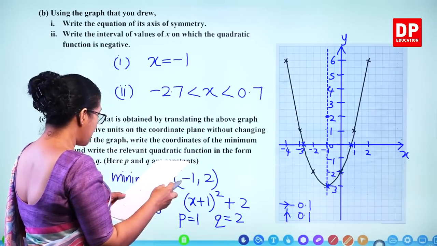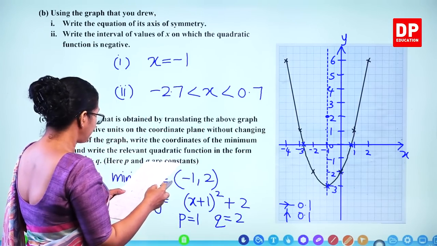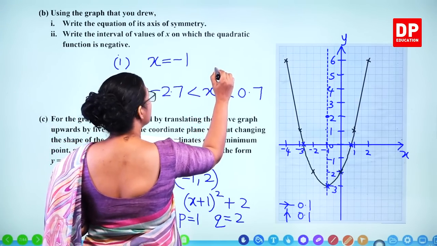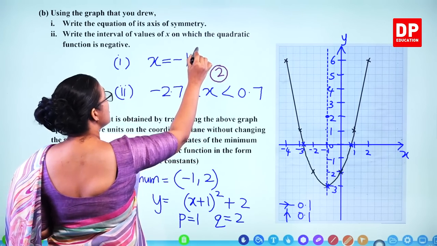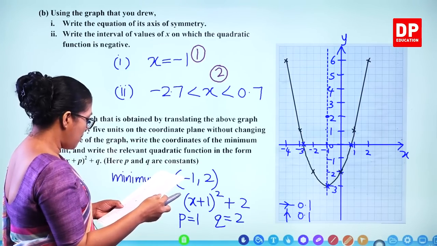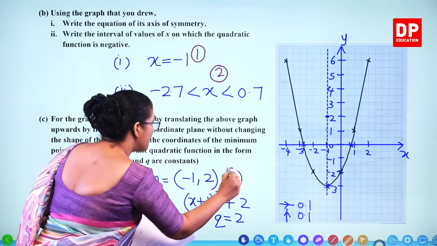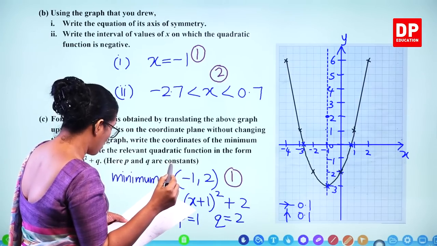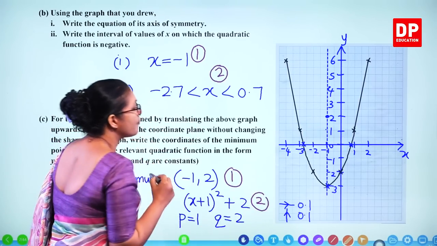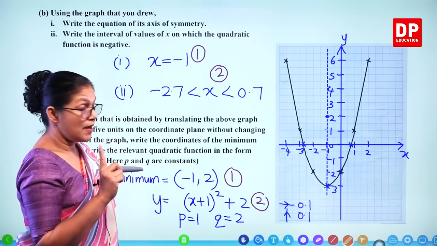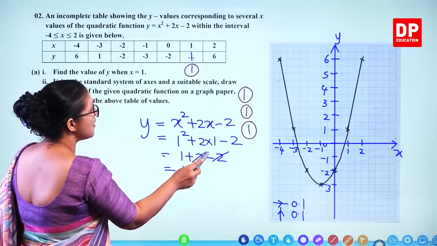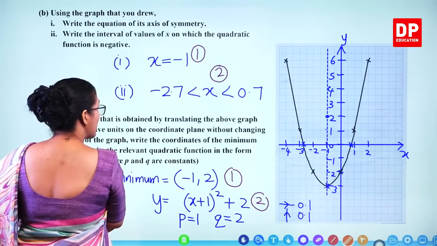Let's see the marking scheme. So you are getting minus 2, 7, 0, 7, 2 marks. And the equation, 1 mark. And writing the minimum point, minus 1, 2, 1 mark. And writing down the equation is 2 marks. So how many marks altogether? We have to give 10 marks. 2, 3, 4, 5, 6, 7, 8, 9, 10. 10 marks given to that question as well.